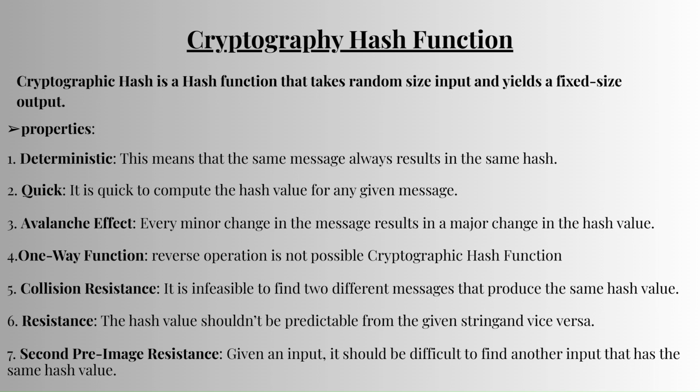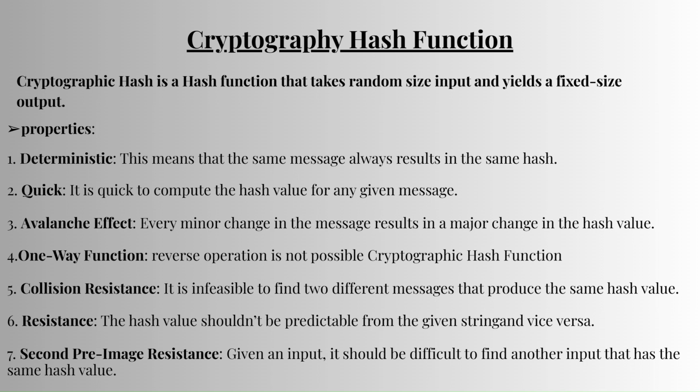Second, it is quick. Computing a hash value is very quick. Avalanche effect, that is, a minor change in the input will result in a drastic or major change in the hash value. It is a one-way function, that is, the reverse operation is impossible, and collision resistant, that is, it is infeasible to find two different messages that will produce the same hash value.